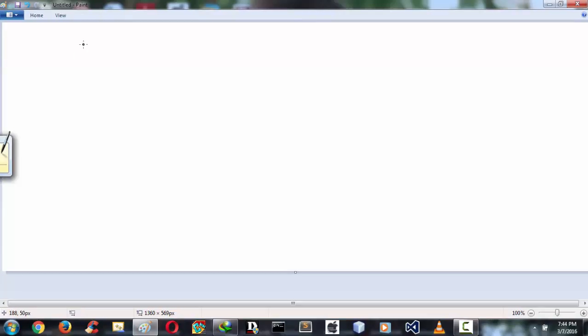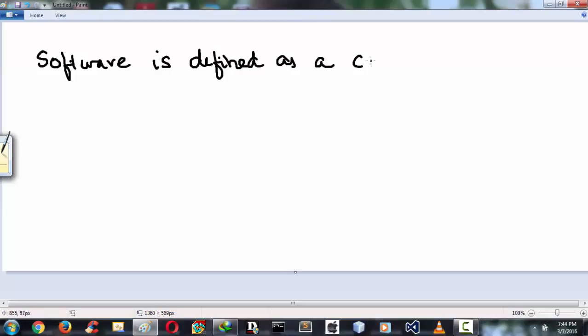That is the primary purpose, and another serious purpose of writing programs is to develop software. The definition of software, or an application, whatever you might call it, is a collection of programs.